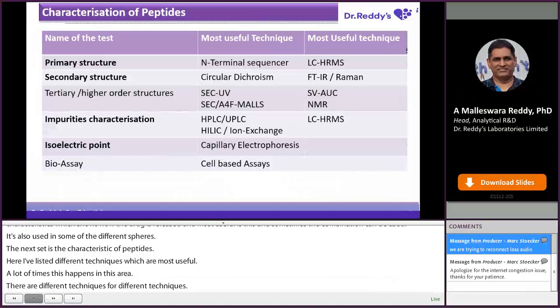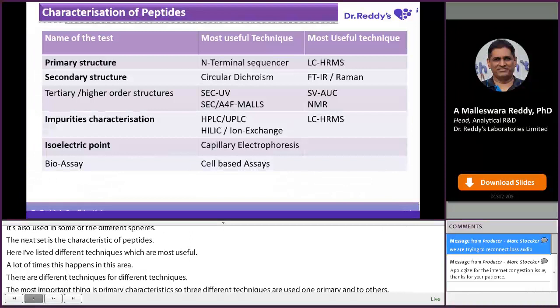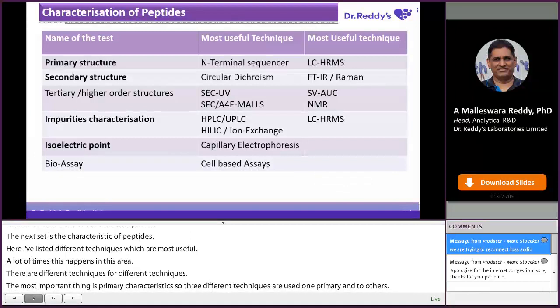Isoelectric point is a very important characteristic of the peptide, which can be analyzed using capillary electrophoresis. Bioassay is another important key characteristic, which is typically assessed using cell-based assays.